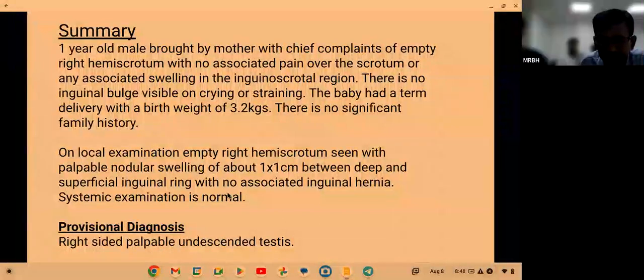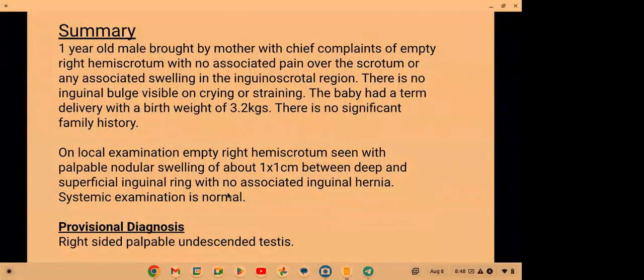What are the complications of this operation? Complications you should always classify as early and delayed. What are the early complications? What are the delayed complications? Ma'am, early complications can be hemorrhage and infection, hematoma formation, wound infection.